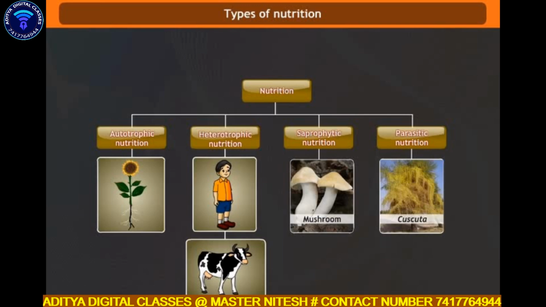The organisms that are involved in the processing of dead or decayed organic matter are called saprotrophs, and this type of nutrition is called saprotrophic nutrition. Some plants like Cuscuta derive their nutrition from other plants called the host plants. Such plants are called parasitic plants, and this mode of nutrition is called parasitic nutrition.